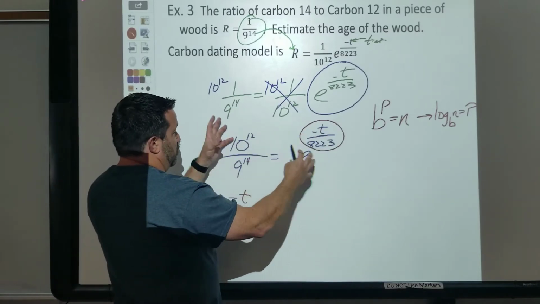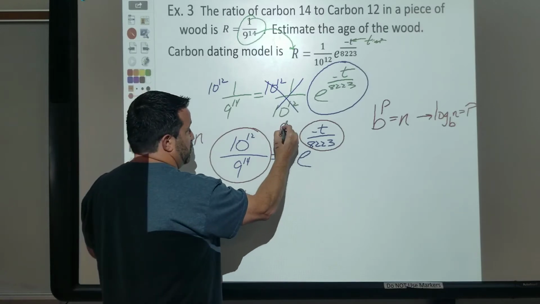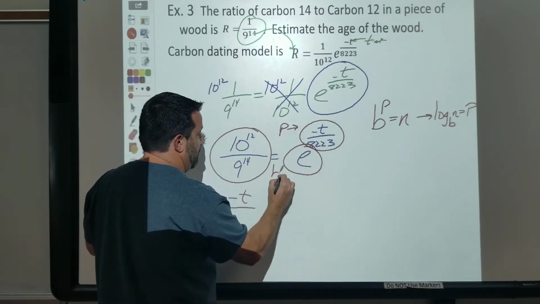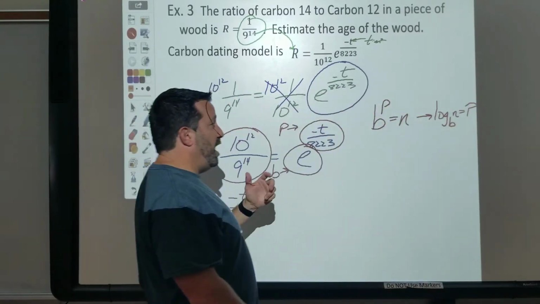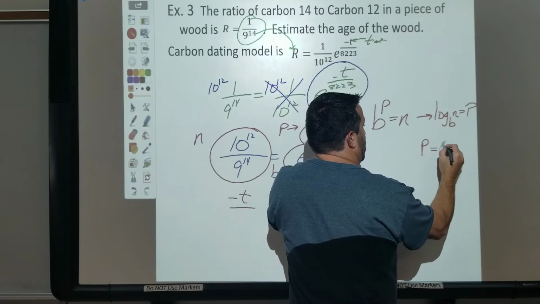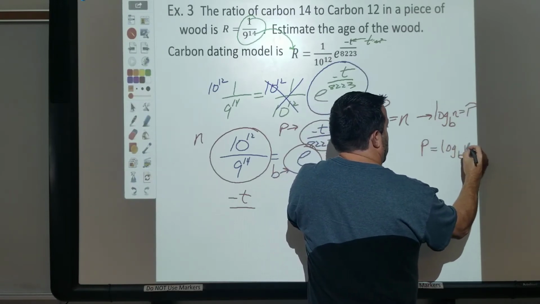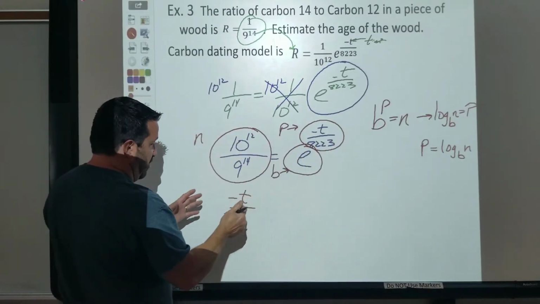So I'm just taking those pieces. I'm taking this, which is n. I'm taking this, which is p, and this, which is my base, and I'm just rearranging it so it looks like this. I just choose to do it backwards. So instead of doing it this way, I do p equals log base b of n. It's the same thing. So I'm taking that exponent and writing that down first.